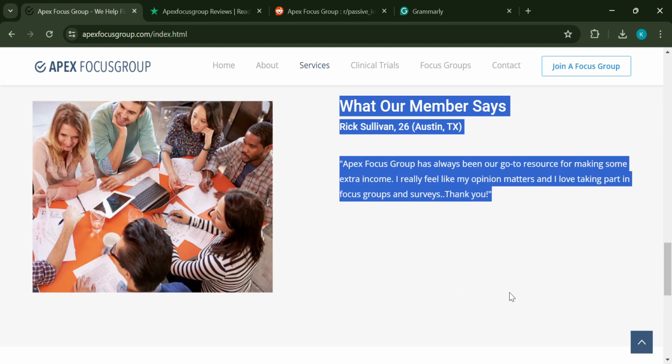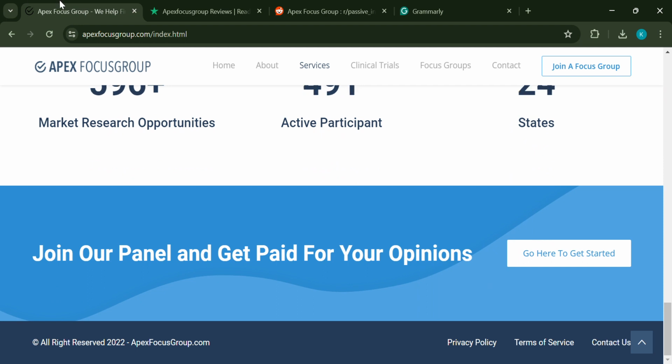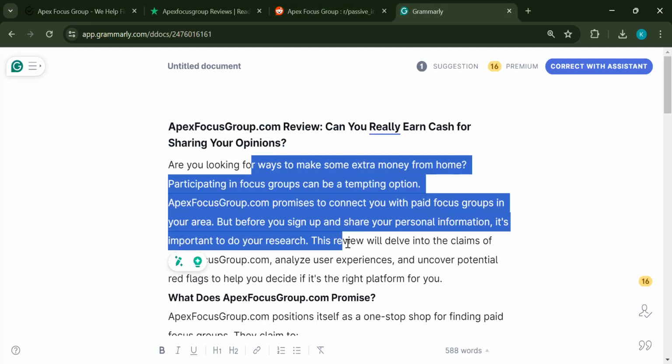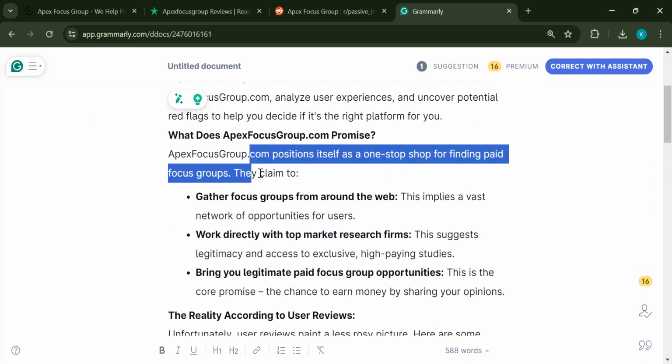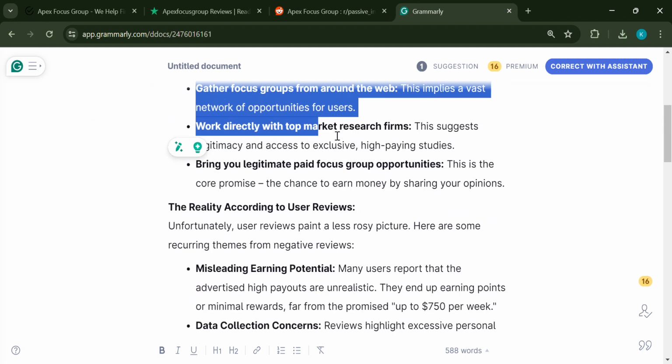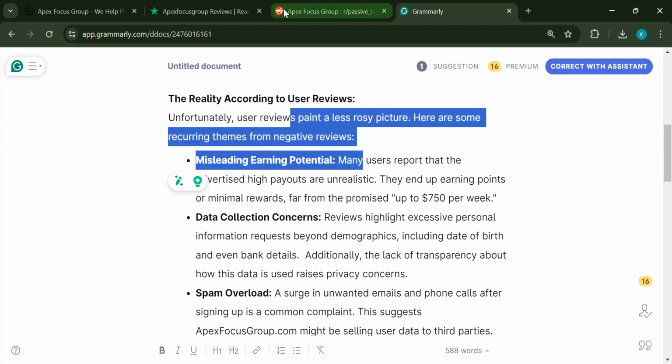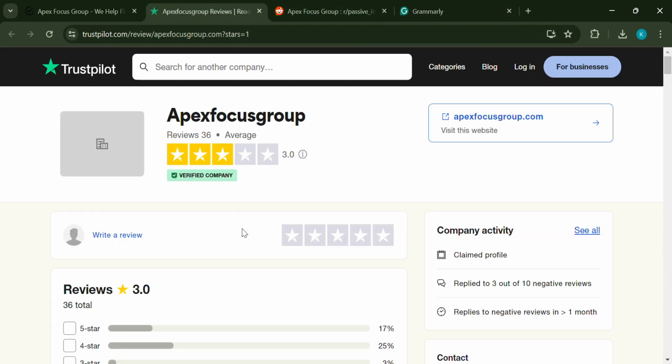Now, apexfocusgroup.com paints a pretty picture. They say they have this huge network of focus groups, working with all the top research firms, and you're going to be raking in the cash, like hundreds of dollars a week. Sounds amazing. But hold on a sec, because things might not be exactly as they seem.